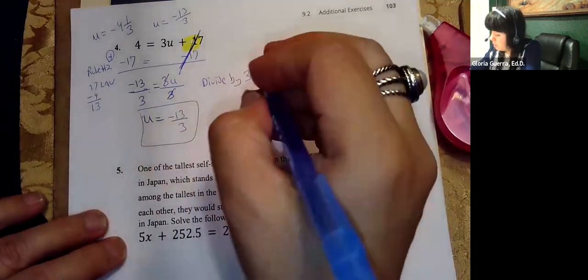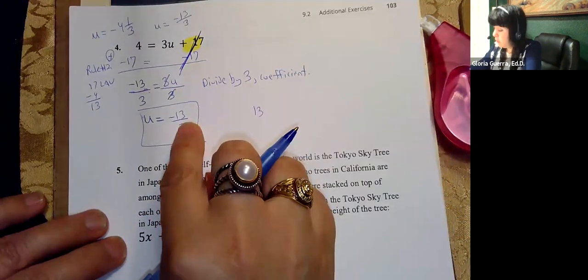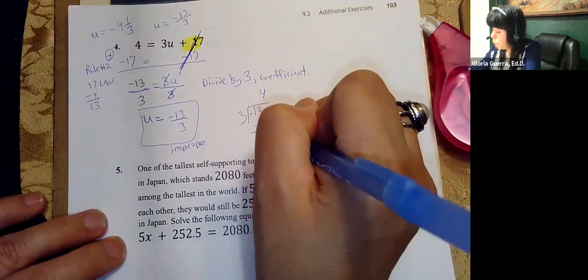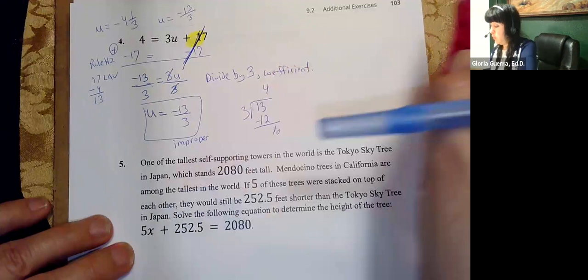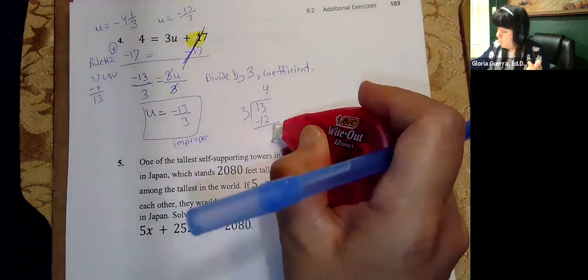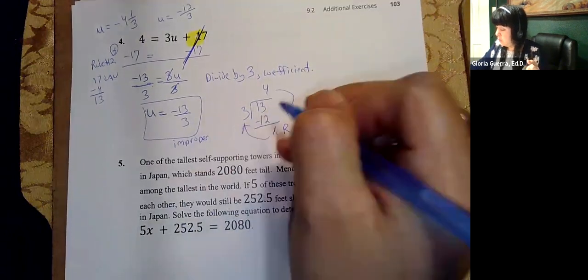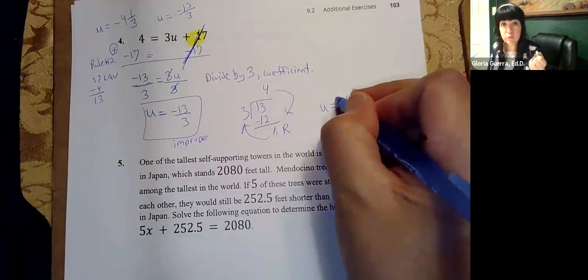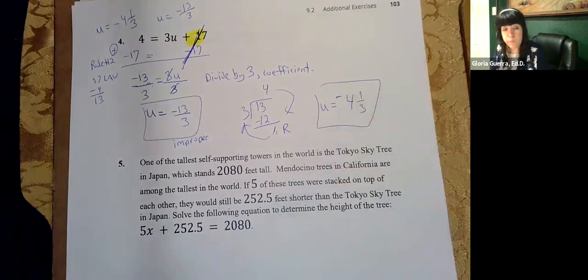But if they want a mixed number, this is improper. If they want a mixed number, you just do long division where the 13 goes inside the house. 3 goes into 13 about 4 times. I'm going to take off this little negative; we don't need that here. 3 goes into 13 4 times. 4 times 3 is 12. 13 minus 12 is 1, and that's your remainder. It goes clockwise like this. So U is equal to 4, and it was negative, so the negative goes in front of the mixed number, and then you have 1/3. And that's a mixed number.